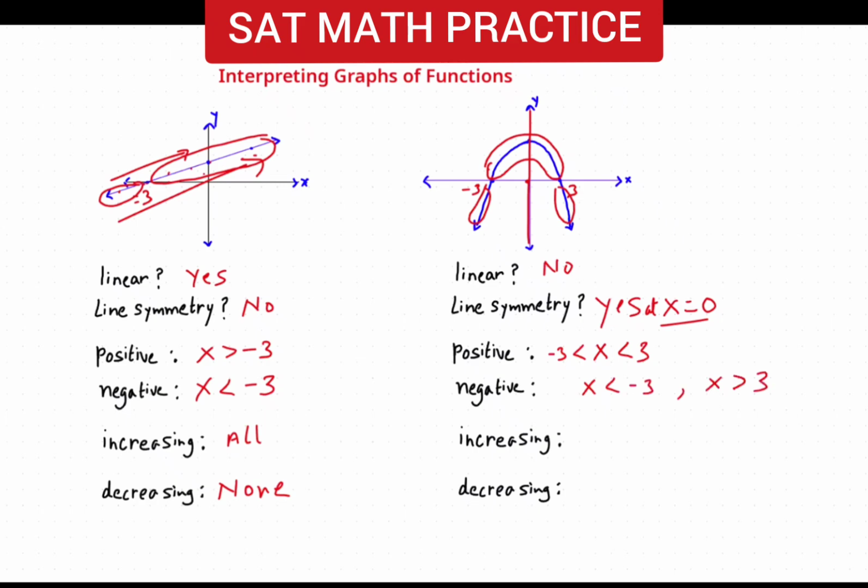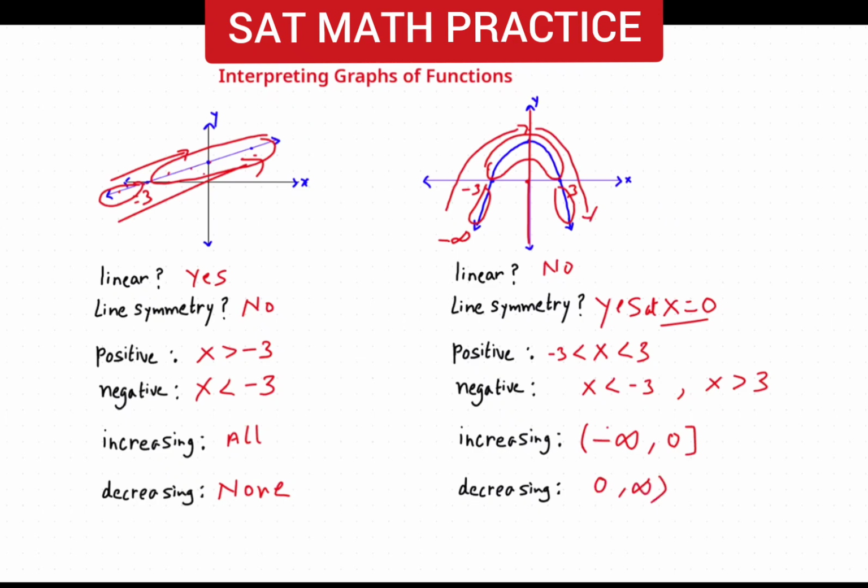Increasing. So you can see this side is increasing. This graph is increasing till x equal to 0. So you can say from the interval -infinity till 0, the graph is increasing. And from 0 to infinity, the graph is decreasing. This side, the graph is coming down.